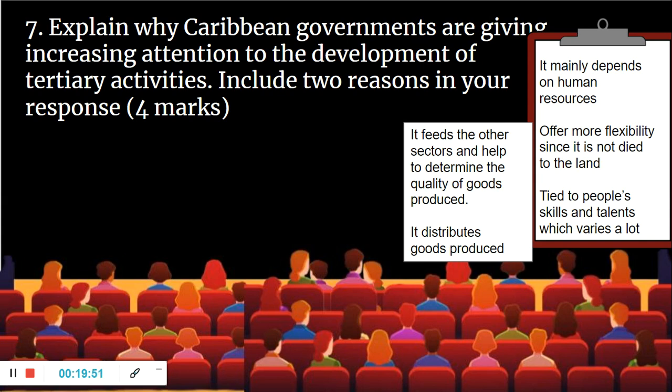Another reason is that tertiary industry, as I said before, is not only service to people, it's service to other industries. So when service is provided to primary industries and secondary industries, it improves the quality of the goods that are produced by these other industries.